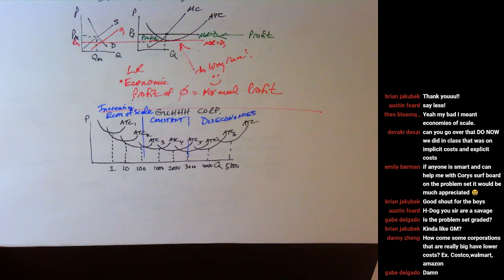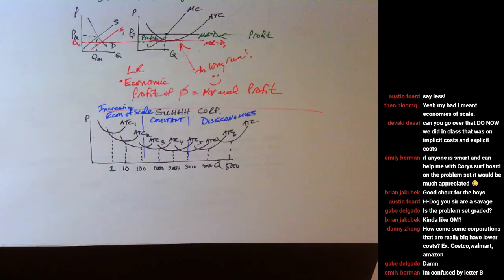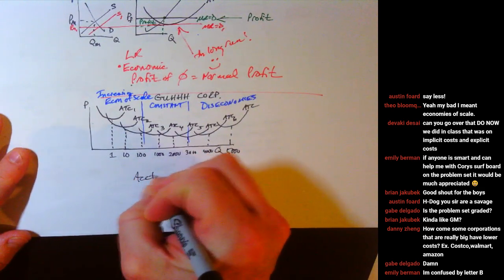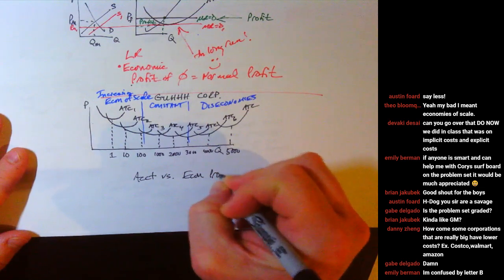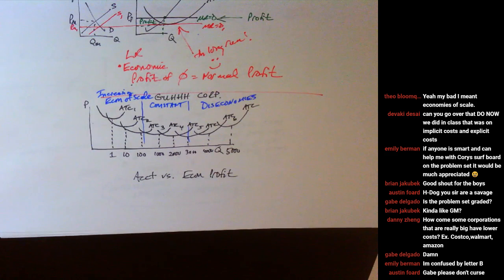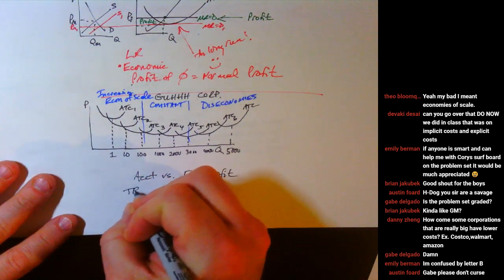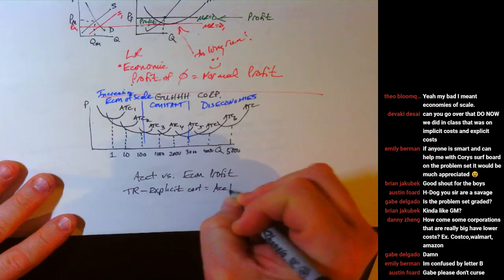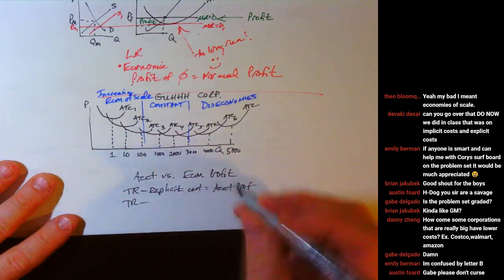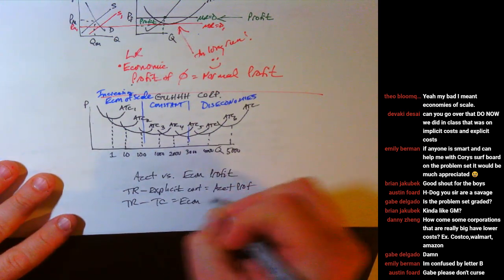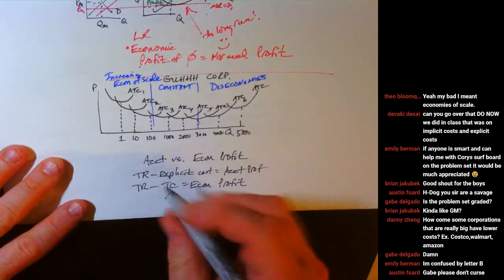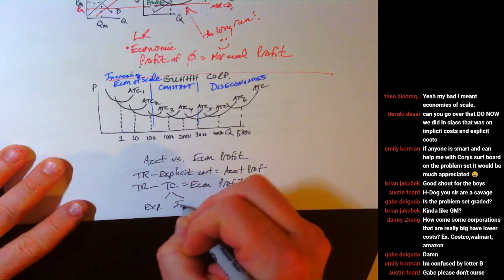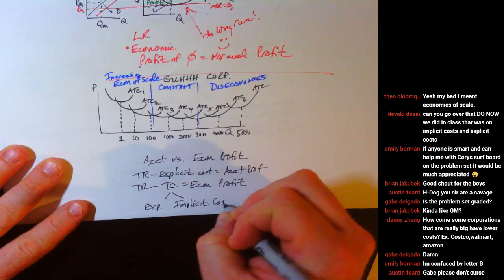Let me take a look here. Actually, I don't have that sheet with me. But you have to remember the basics of accounting versus econ profit. And I did want to go over that. I just didn't bring my key home with me. So accounting versus economic profit. You have to remember total revenue minus explicit costs equals accounting profit. Total revenue minus total costs equals econ profit. And the total costs, you're going to see explicit and implicit costs. Okay?